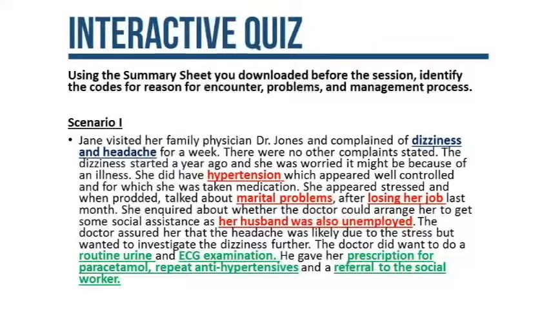In the given scenario, Jane's reason for encounter is because of dizziness and headache, coded as N17 and N01 respectively. The problems are hypertension, which is K86, marital problems, which is Z12, and losing her job, which is Z06. The doctor ordered a routine urine examination, K35, ECG examination, K42, referral to social worker, Z68, and other processes like investigating the dizziness, which is N45, and prescriptions, which is Z68.